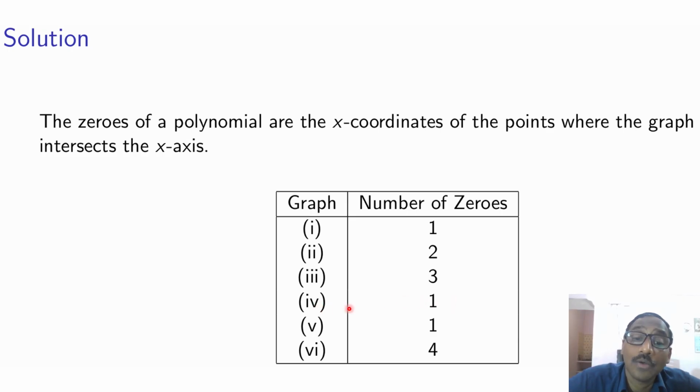Fourth one, that curve is having only 1 zero. Fifth one, the curve also intersects the x-axis at 1 point, so it is also having 1 zero. Last one, it is intersecting the x-axis at 4 points, so it is having 4 zeros. We will go to the next slide.